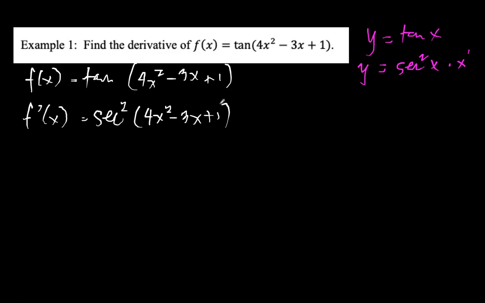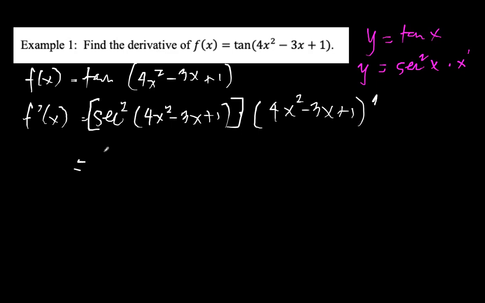Here, we're not yet done because we still need to differentiate the angle measure here, just like what we have in our review. So this is the derivative of 4x squared minus 3x plus 1. Don't forget that derivative. And again, that is separate from the angle measure 4x squared minus 3x plus 1 here.